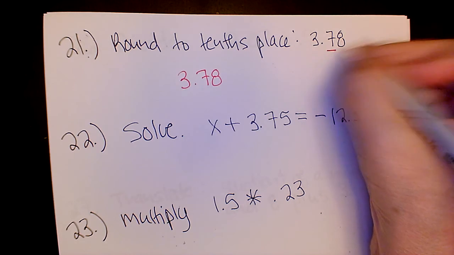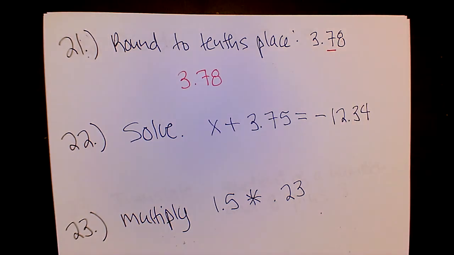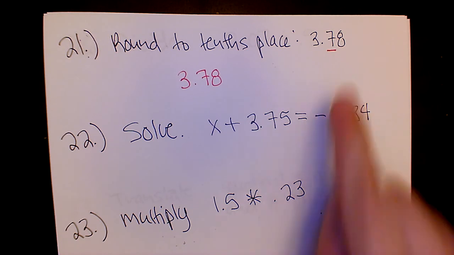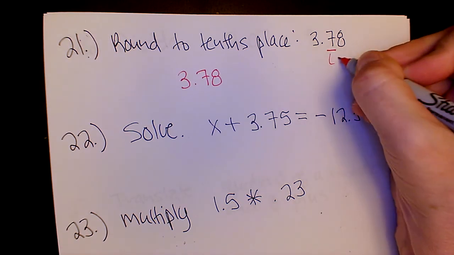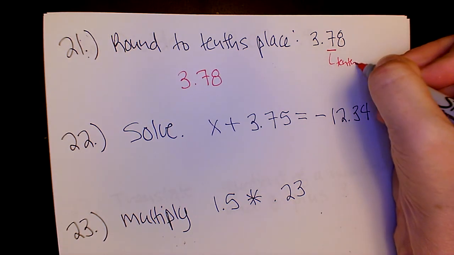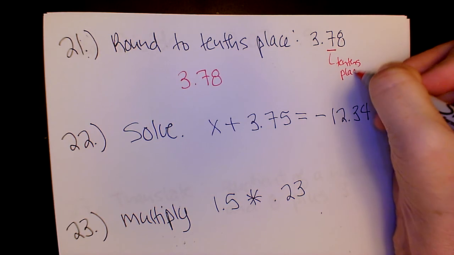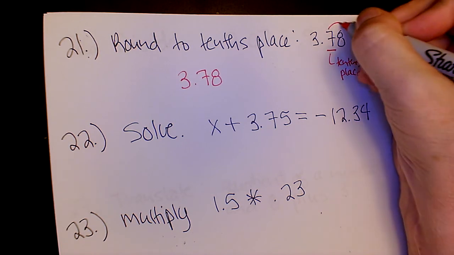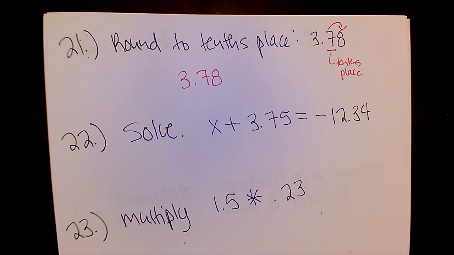So remember your place values. If you don't have them in front of you when you take the test, you might want to pull them out or look at your book. So this is the 10th place, and I'm looking next door to the right. 4 or lower stays the same, 5 or higher bumps up.